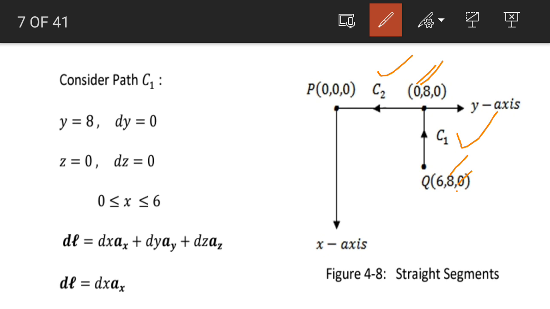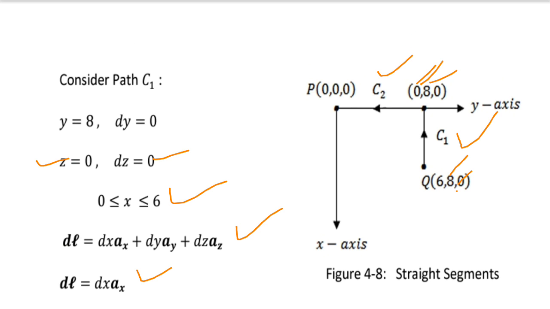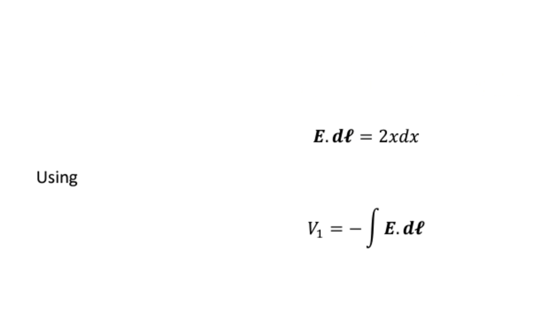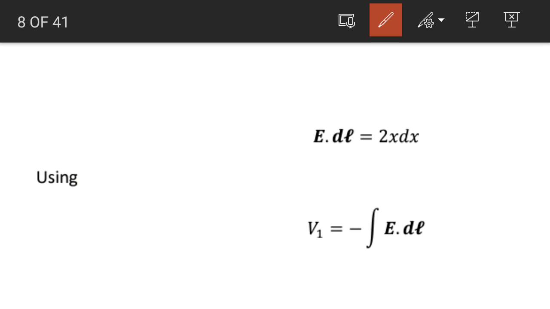Similarly, z is 0 along this particular path. As z is 0, definitely dz will be equal to 0 as well. And only x is changing. So x is changing from 6 to 0. So definitely the differential length vector, which is given by this particular equation, will be equal to dx ax, and we calculate E dot dl. So E dot dl will be equal to 2x dx.